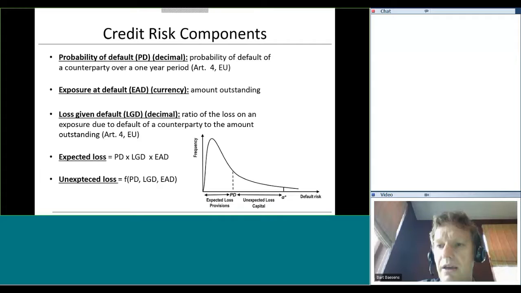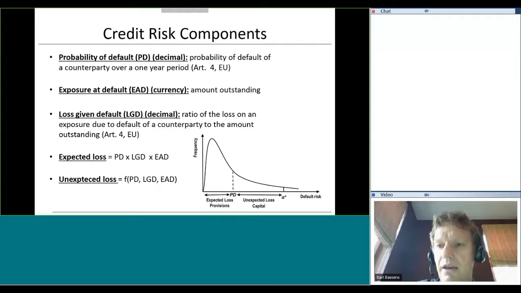The loss given default, or LGD as it is abbreviated, is again expressed as a decimal, and it represents the ratio of the loss on an exposure due to default of a counterparty to the amount outstanding. So if the LGD would be 50% and the EAD would be 100,000 euros, then I would anticipate to lose 50,000 euros upon default. So LGD times EAD gives you the absolute amount that you anticipate to lose upon default of the obligor.